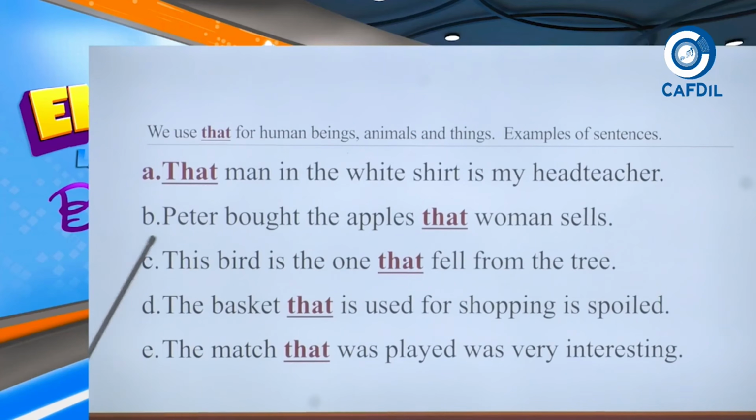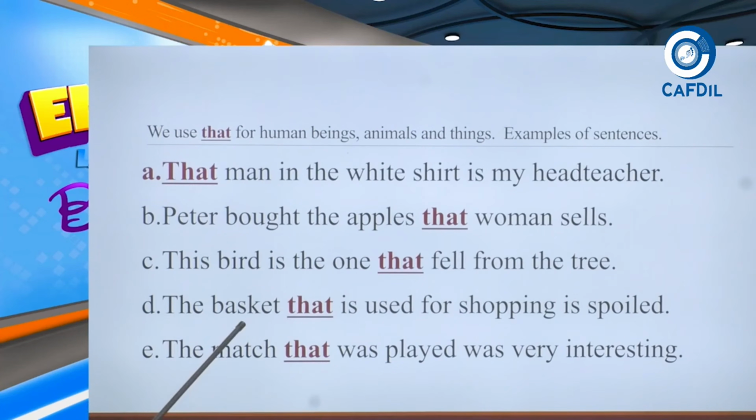B. Peter bought the apples that woman sells. Okay, C. This bird is the one that fell from the tree. Let's take it again. This bird is the one that fell from the tree. So here we use that for animal.